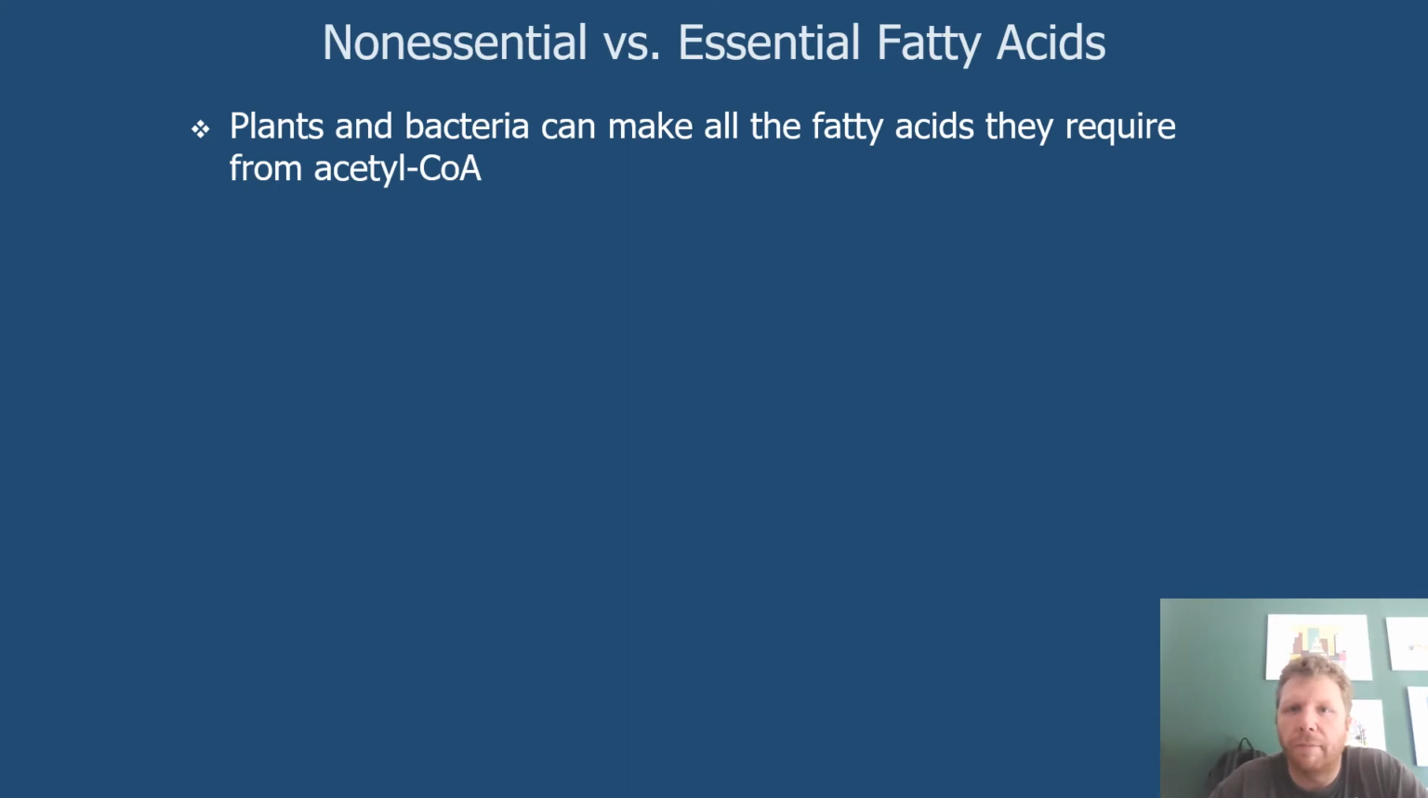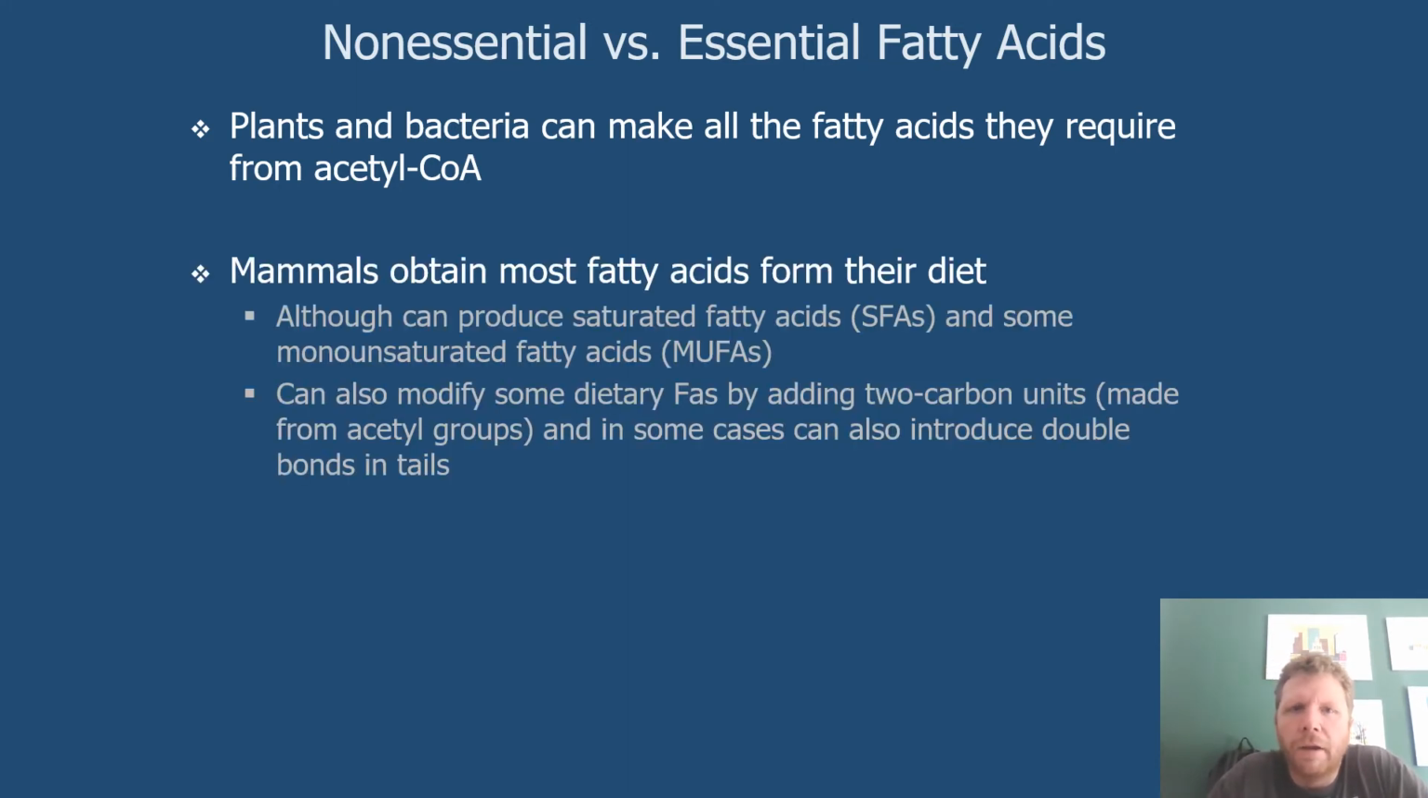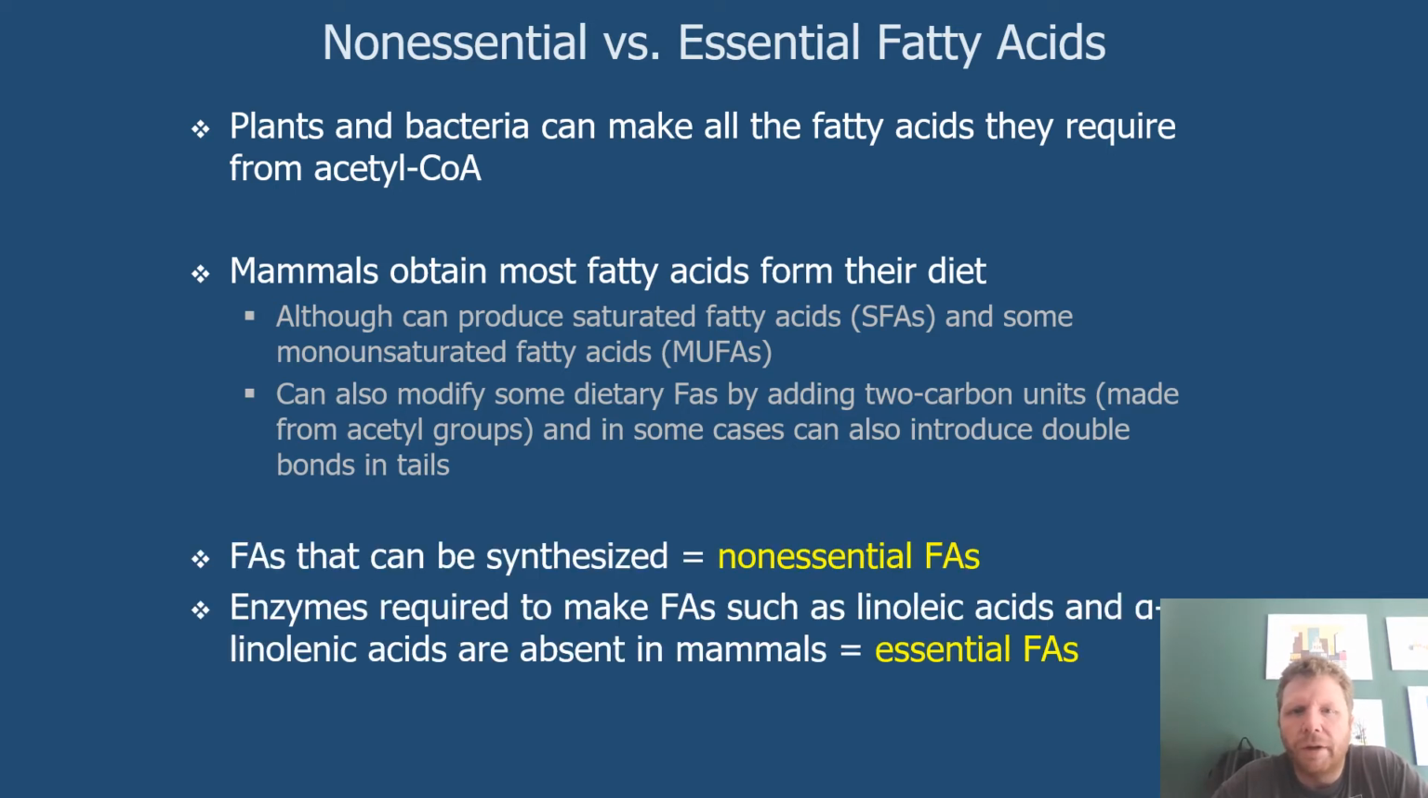Now, fatty acids can also be classified as essential and non-essential fatty acids. Plants and bacteria can make all the fatty acids they require from acetyl-CoA. Mammals obtain most of their fatty acids from their diet. So although they can produce saturated fatty acids and some monounsaturated fatty acids, they can also modify some dietary fatty acids by adding 2 carbon units made from acetyl groups. In some cases they can introduce double bonds in the tails. Most of the time they're getting their fatty acids from their diet.